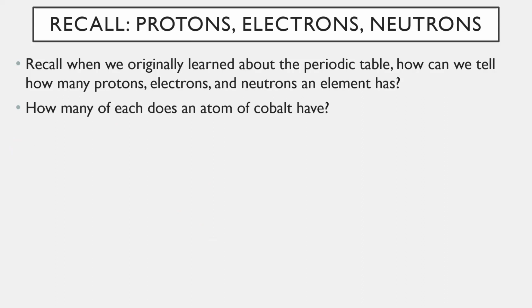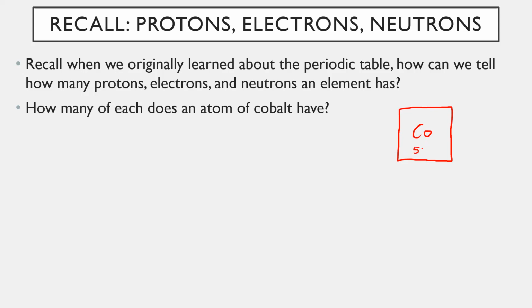Take a look at your periodic table, see if you can scan the periodic table right now, and see if you can find where cobalt is. Once you've found cobalt, I want you to think about how you can tell how many protons, electrons, and neutrons it has. So if you need a little bit of help finding cobalt, I'm just going to draw its little box right here. Cobalt is kind of in the middle of the periodic table, I think it's on row 4. Cobalt has Co as its chemical symbol.